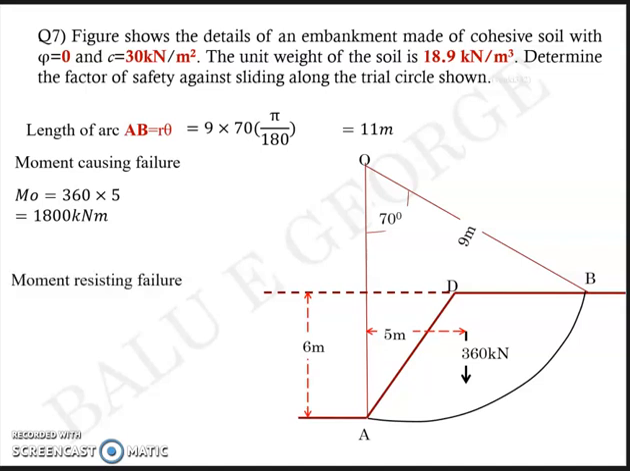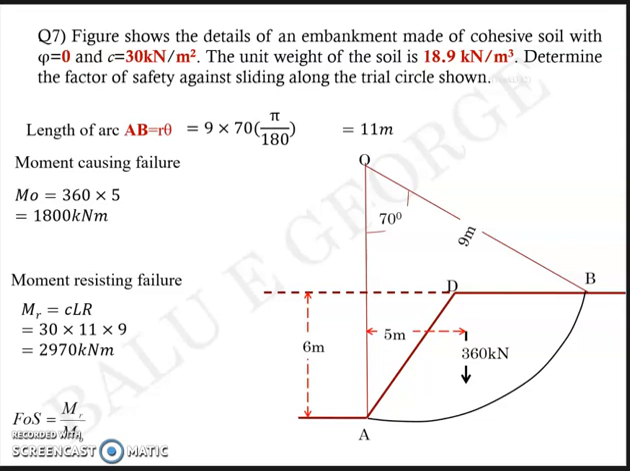The moment resisting failure, MR, is equal to C into L into R. C, the cohesion, is given as 30 kilopascal. Length of the arc, we obtained it as 11 meter. R, the radius, is given as 9 meter. You simply multiply it, 30, 11, 9. What you get is 2970 kilonewton meter.